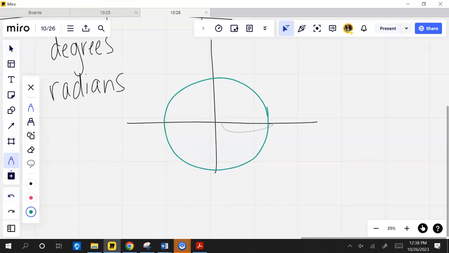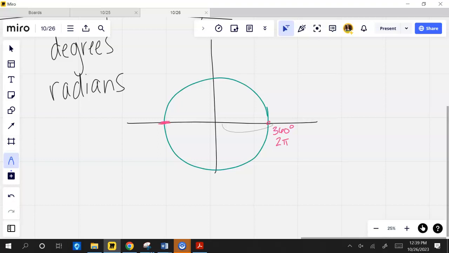An entire circle has how many degrees? 360 degrees. In radians, 2 pi. Which means 2 pi is a radians. I'm sorry, we hadn't gotten there yet. They're not pies, they're radians.